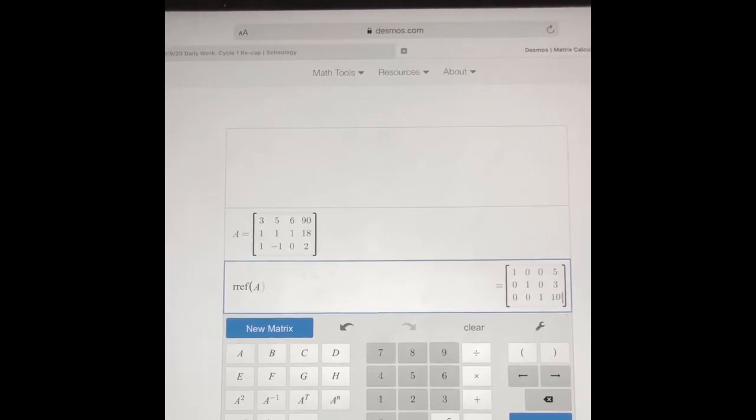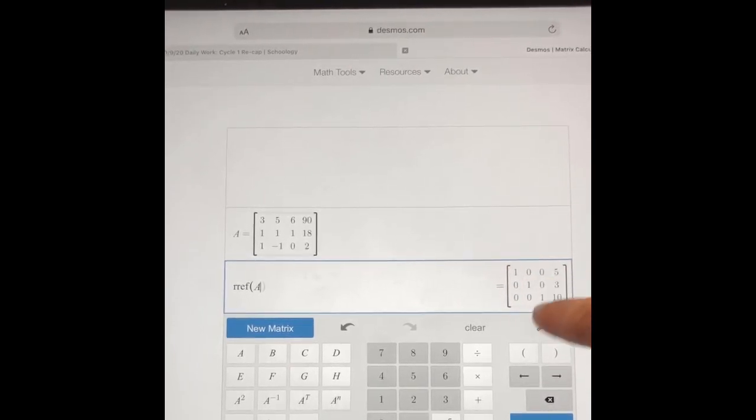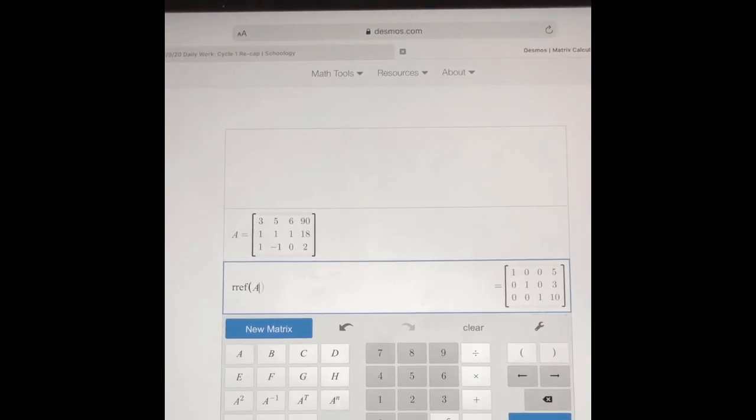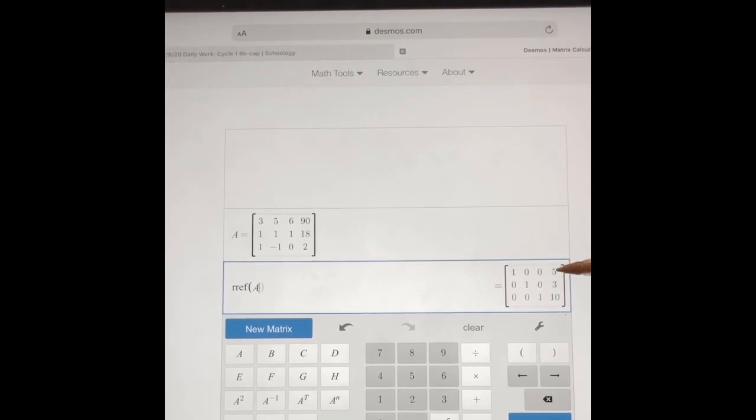So we have 5, 3, and 10. We know these are answers because we have those diagonal ones. Everything else are zeros, right? So that would be my answer. So that means we bought 5 dog treats, 3 dog toys, and then 7 outfits. Oh, why did I say 7? 10 outfits. 5 treats, 3 toys, and 10 outfits. Ooh, that's a lot of outfits for a dog. And there we go.